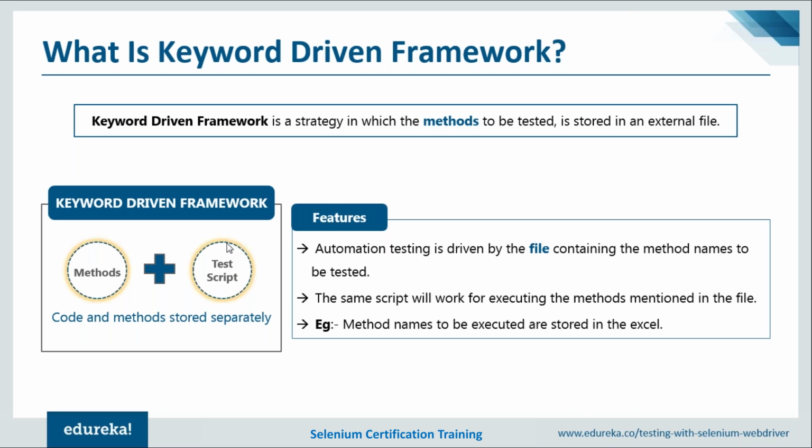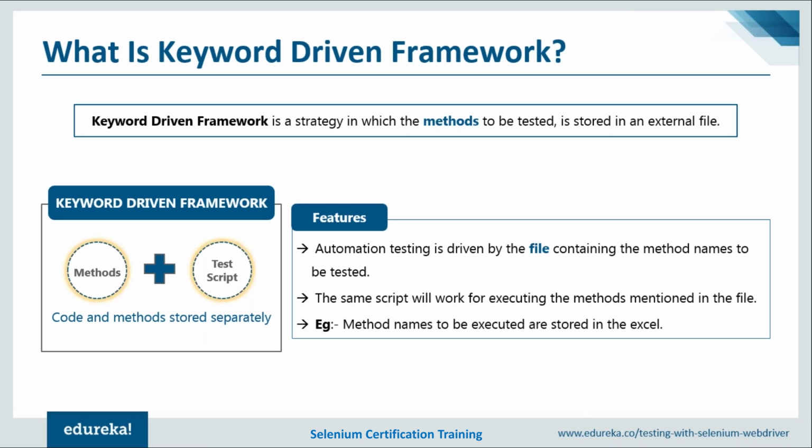Suppose I have 5 different methods in my test script, and I don't want to execute all 5. I can have a new Excel, and in that Excel, I can list just the 3 methods which I want to execute. When I execute this test script, it would only test those 3 methods mentioned in this Excel file. That's what a keyword-driven framework is. It helps you control the methods that you want to execute in your test script.